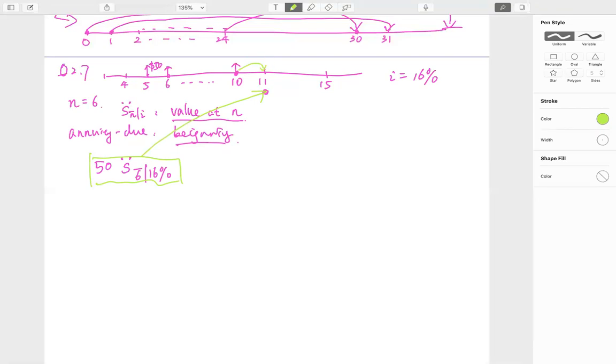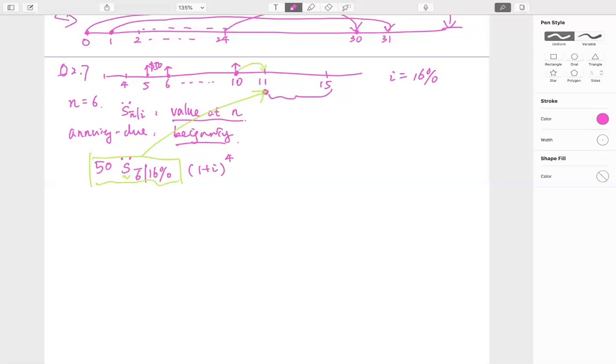And when we use S, it always refers to the end of the annuity. So here the end of the annuity is 11, not 10. So that's very important. That's not what we want the value to be. We want the value to be at 15. So there is a little more work to do.